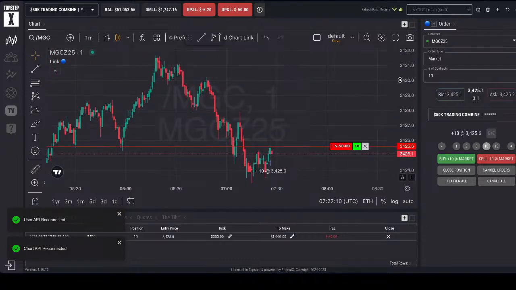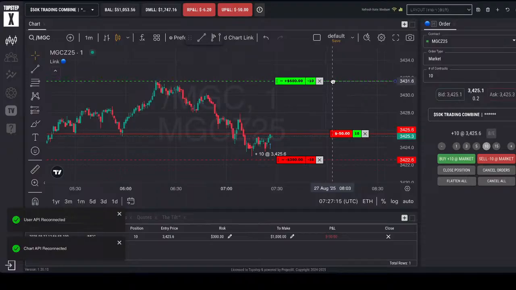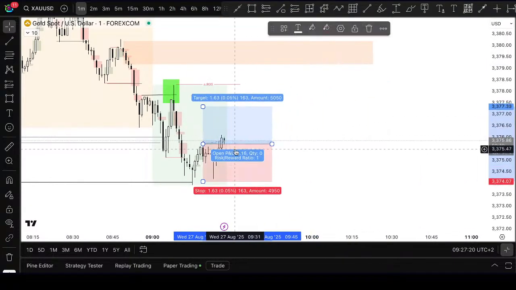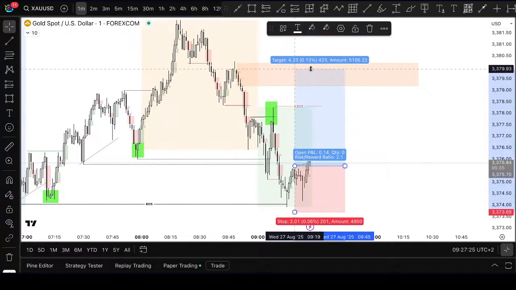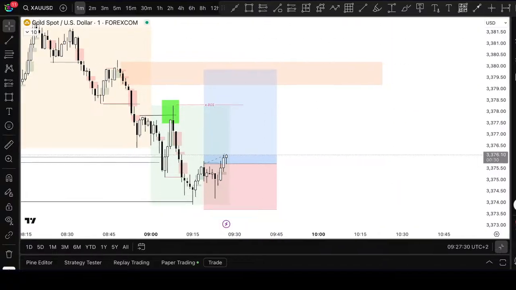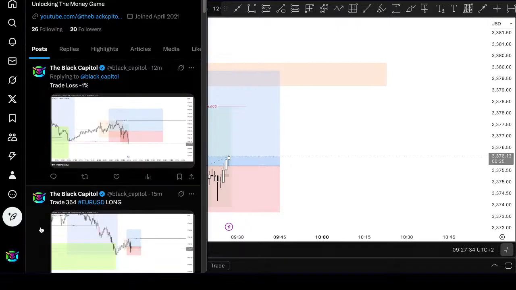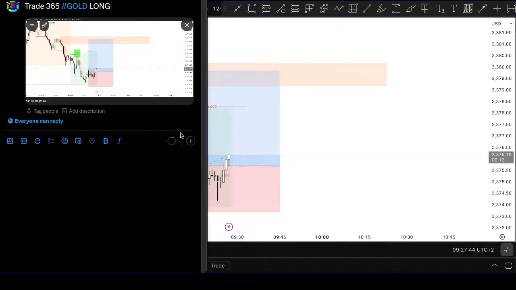And this would be the trade for this session. To be honest, I won't take any more trades. This is the high. Now let's say we've taken the trade here. Yeah, we will update that trade. 365. Gold long. Yeah, I'm perfectly happy with this trade.